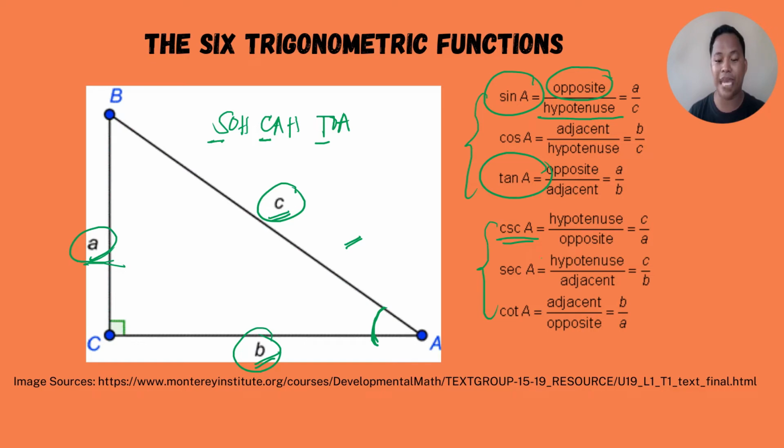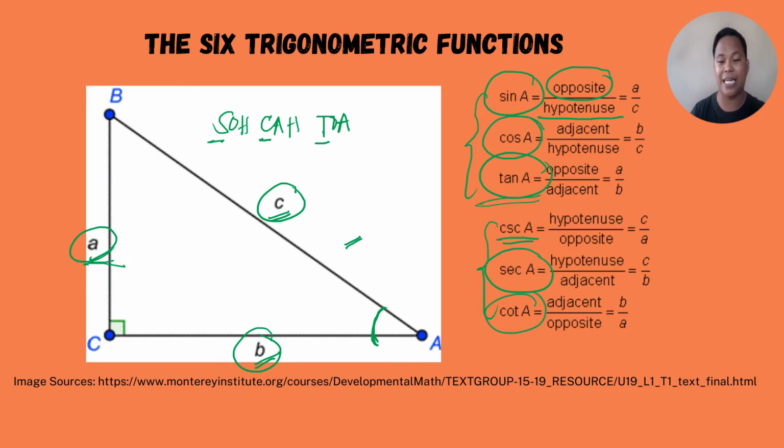Then, for the secant of an angle, this is equal to the reciprocal of cosine A. And since cosine A is equal to the adjacent over the hypotenuse, then the secant of an angle is equal to the hypotenuse C over the adjacent side B, if we are referring to angle A po. And for cotangent A, this is the reciprocal of tangent.